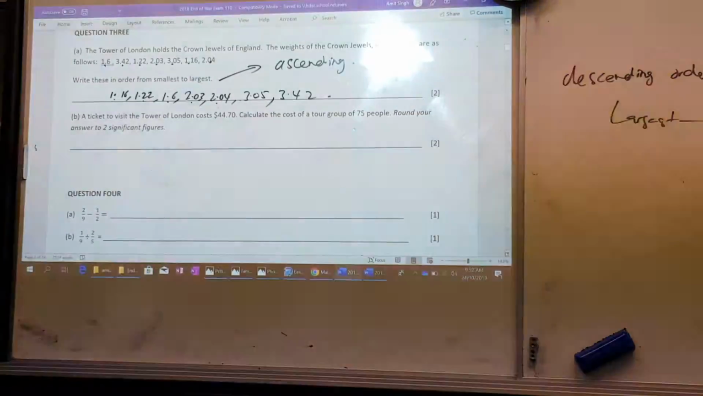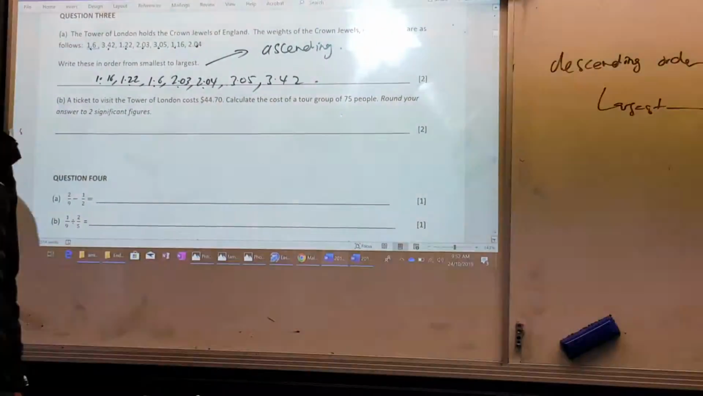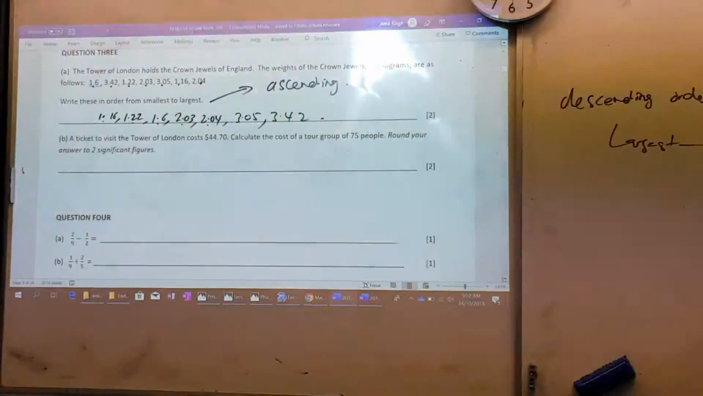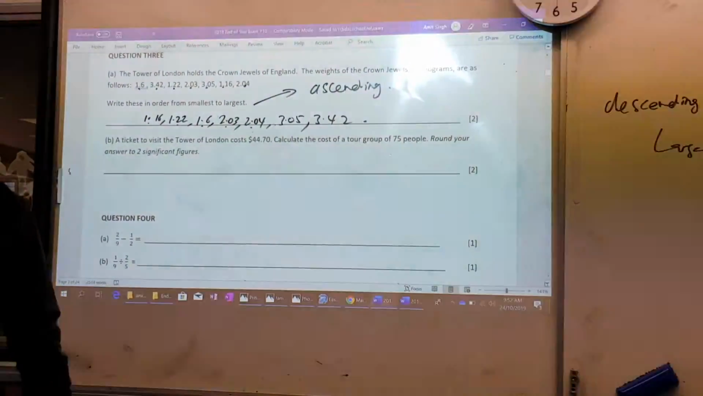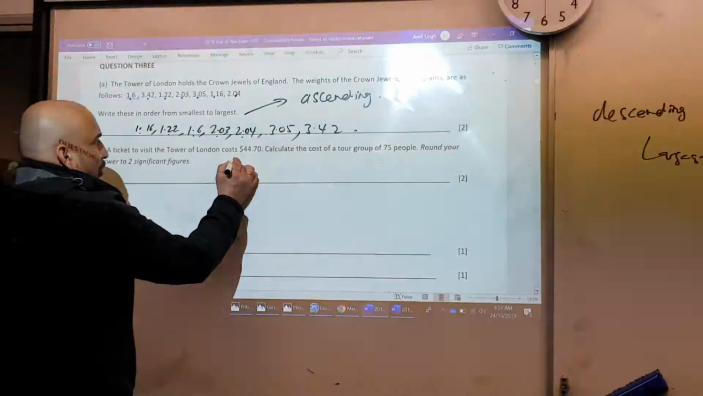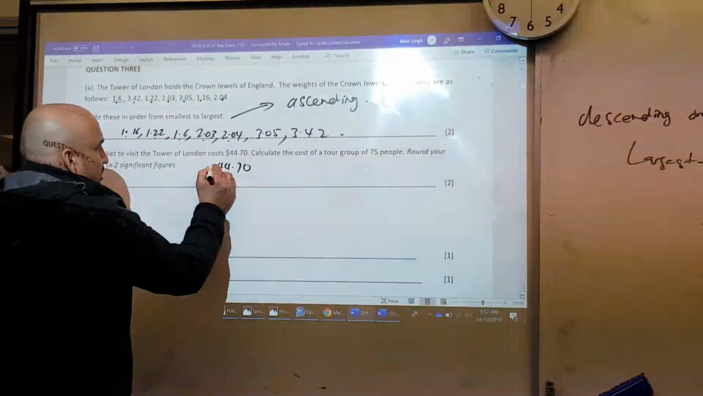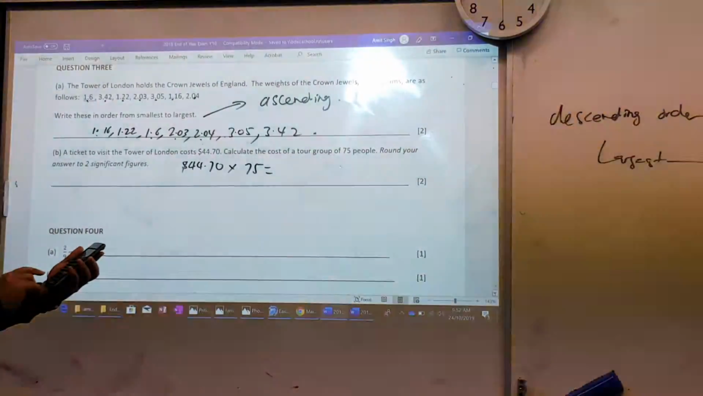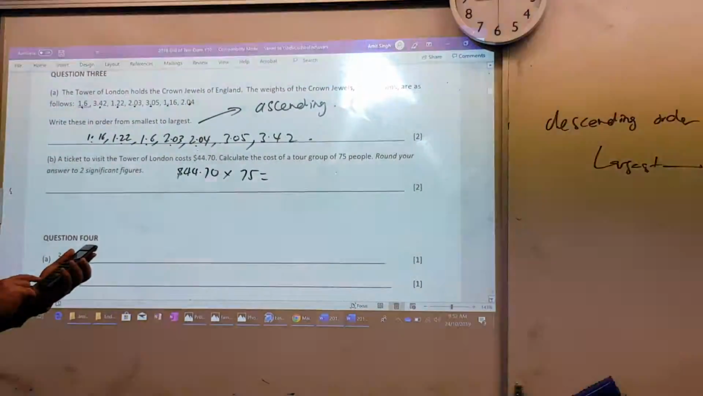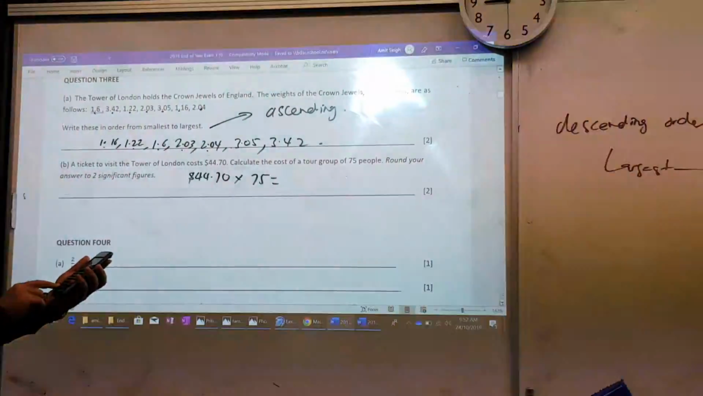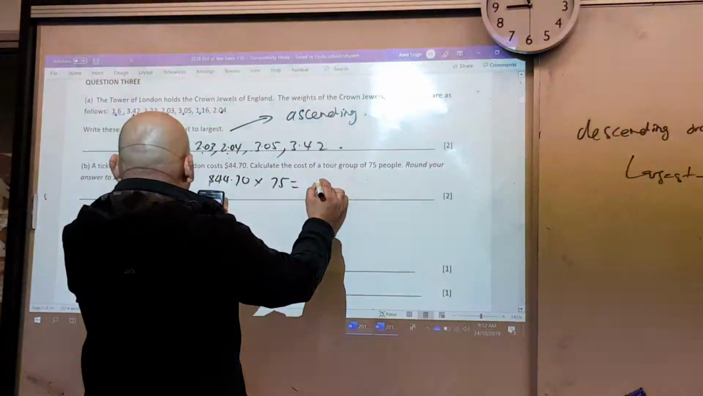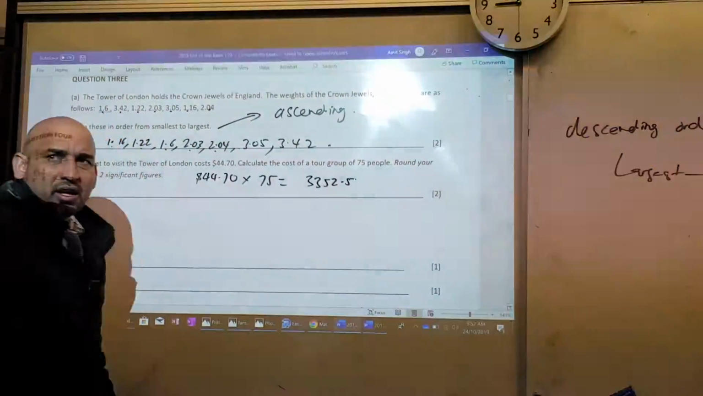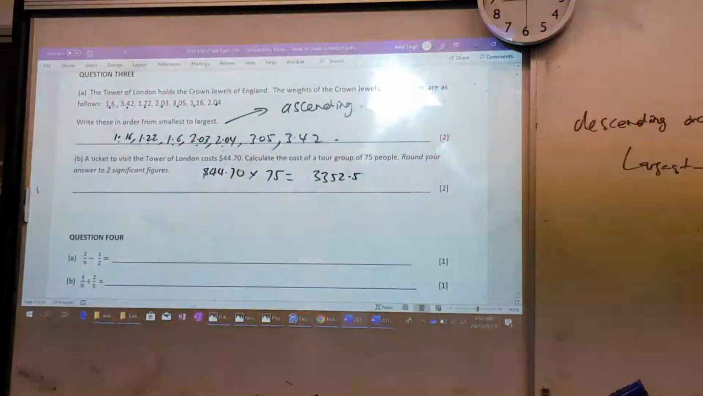A ticket to visit the Tower of London costs $44.70. Calculate the cost of a tour group of 75 people. So you know that this is $44.70 times 75 people. You'll see how much it's getting. 44.7 times 75 gives you 3352.5. Now there's a catch over here.